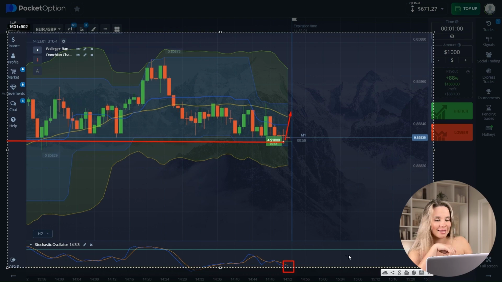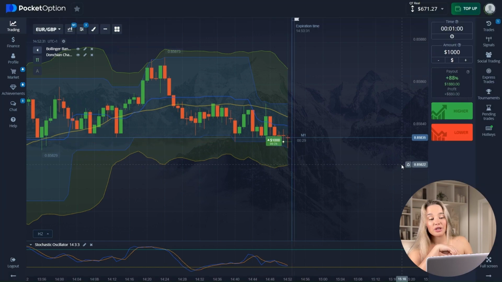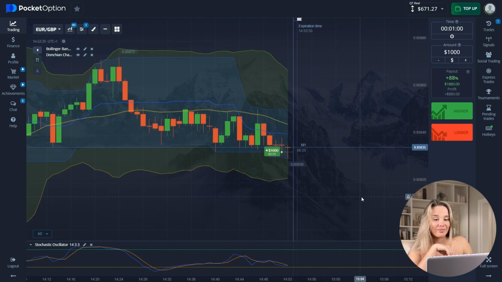The stochastic is approaching the oversold zone but has not entered it yet, and by the nature of its lines, we can assume that it will bounce a bit. Now, as you can see, the blue oscillator line crosses the signal orange one from bottom to top, so the probability of a stochastic reversal tends to 100%.